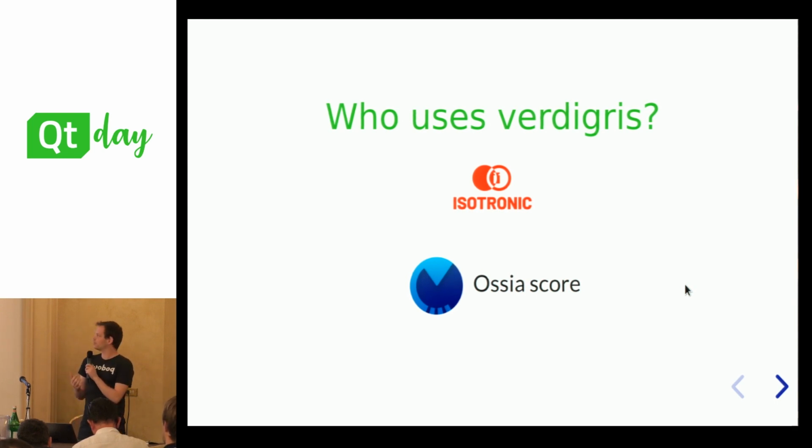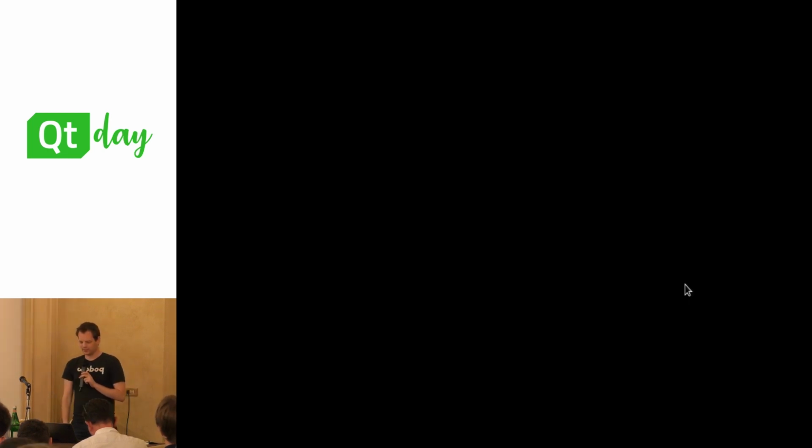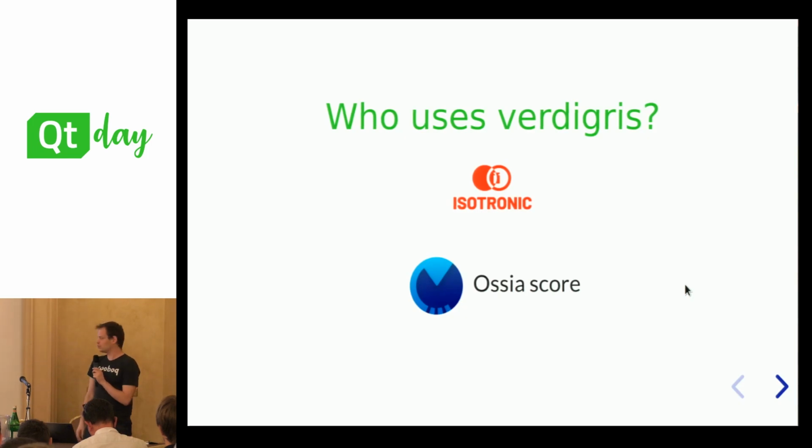And OCSCO is an open source project, so it's on GitHub, and you can look at how a big project that uses Verdigris looks like, and they use it also for compilation time and also to use template classes with QObject.